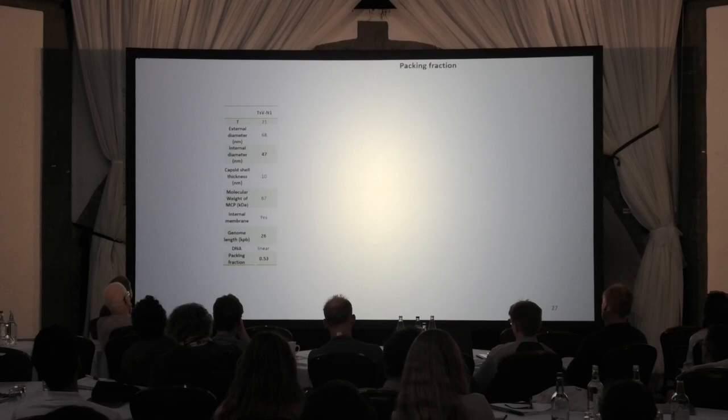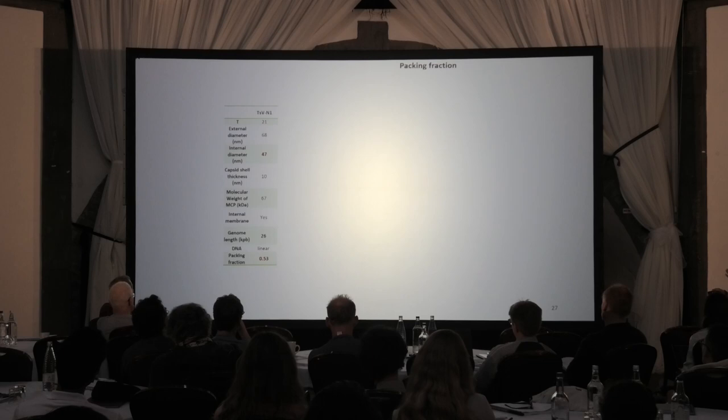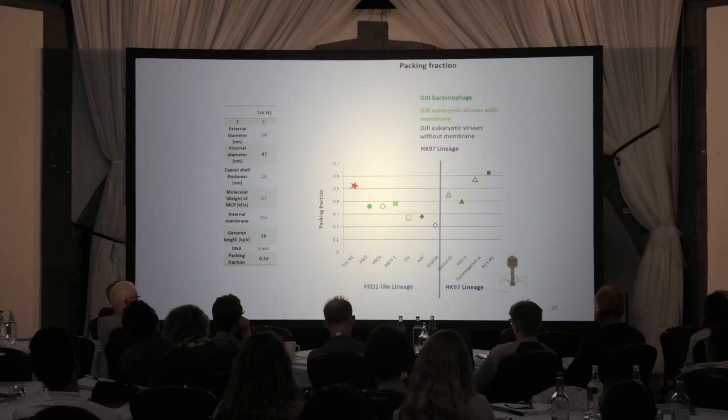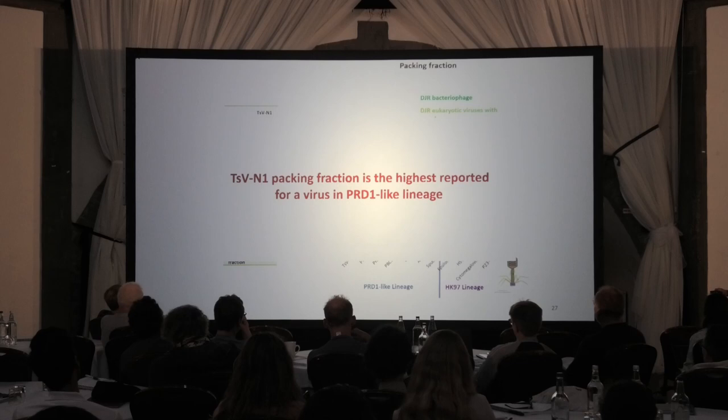If we compare this value with the other members of this lineage and also another one, Concord 97, which has the record for this packaging fraction, you can see that TSD1 has the higher value inside of this lineage, but not if we compare with Hong Kong 87. This is the concentration of the DNA inside of the capsid. We can conclude that the packing fraction of this virus is the highest reported for a virus in the PRD1-like lineage.